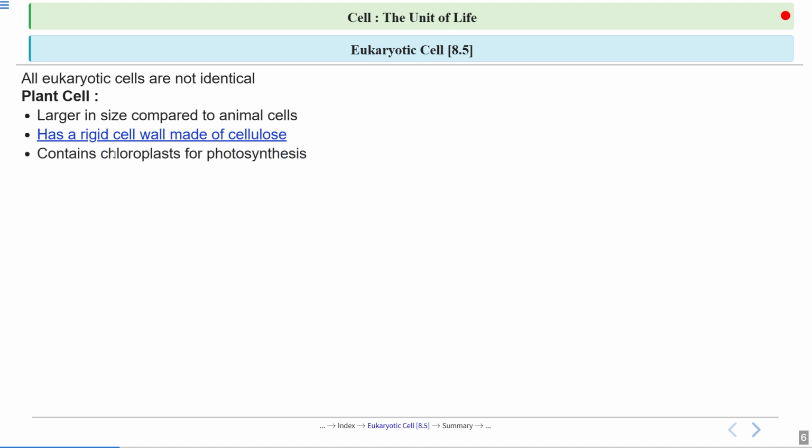Plant cells contain an organelle known as chloroplast, which helps in photosynthesis. Chloroplast consists of chlorophyll pigments. These pigments help in photosynthesis. In photosynthesis, the light energy is converted into chemical energy, or in simple words, light energy is converted into food.